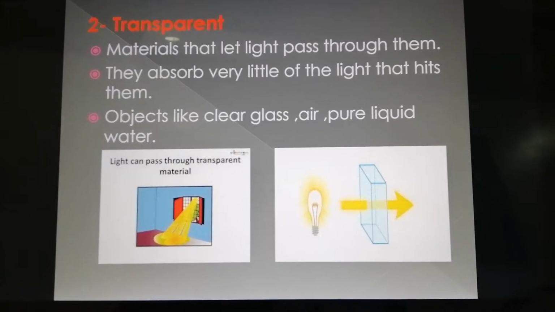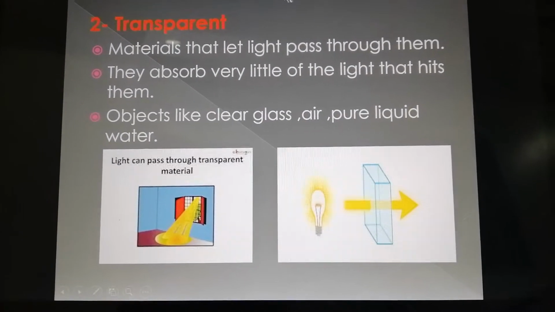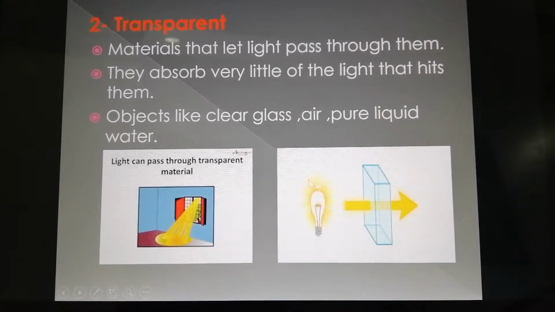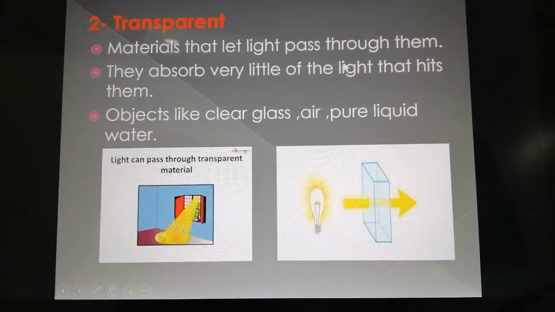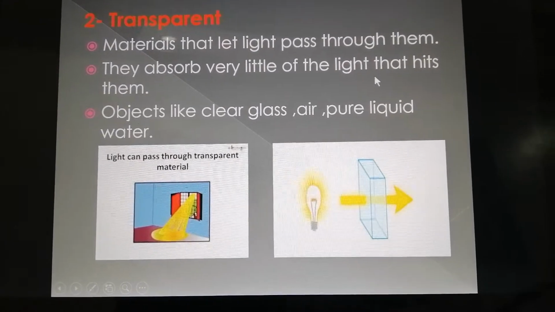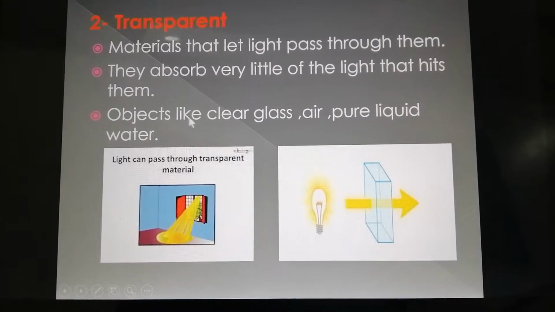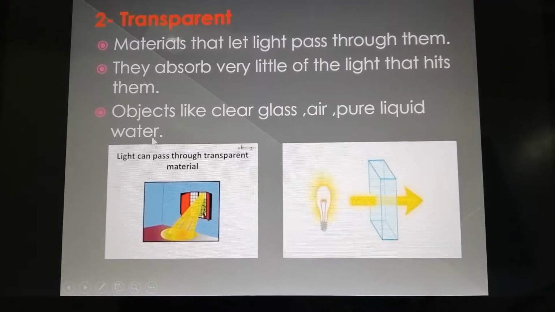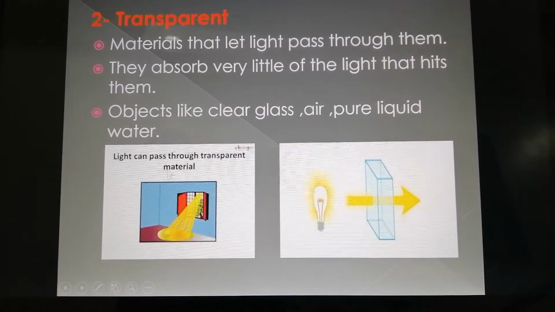What about the second type? The second type is transparent. Transparent allows the light to pass through it. They absorb very little of the light that hits them. Objects like clear glass, like air, like liquid water, all of them allow the light to pass.